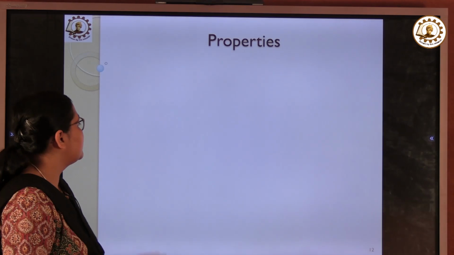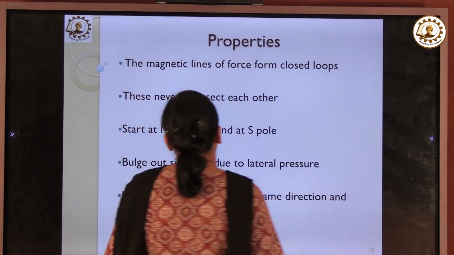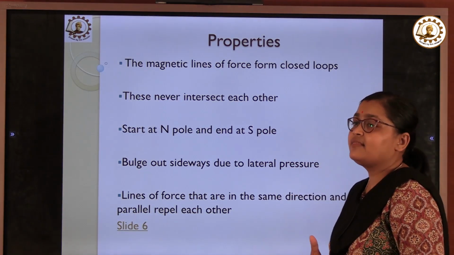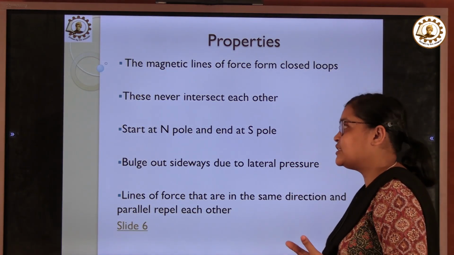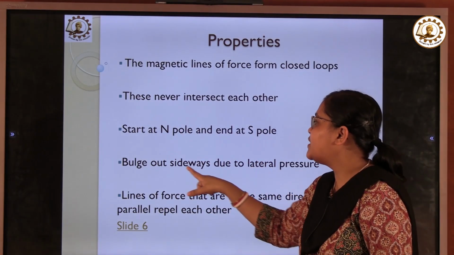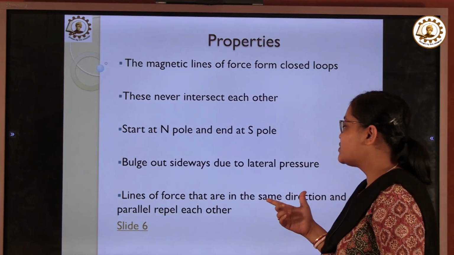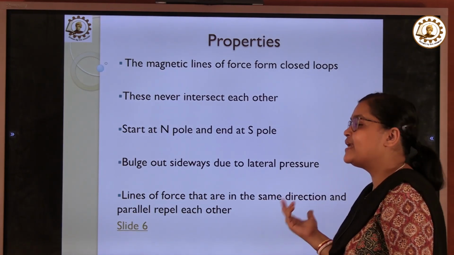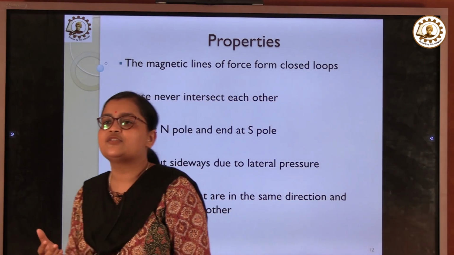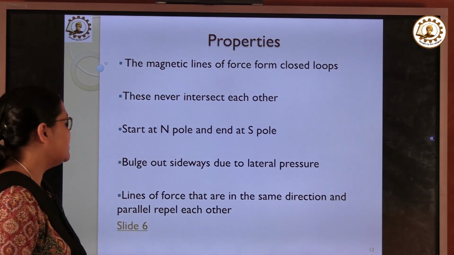So what are its properties? The magnetic lines of force form closed loops, and these lines of force never intersect each other. They start at the north pole and end at the south pole, and they bulge out sideways due to lateral pressure. And also lines of force that are in the same direction repel each other. It's like poles repel and unlike poles attract. So these properties are found in the magnetic lines of force created by a bar magnet.